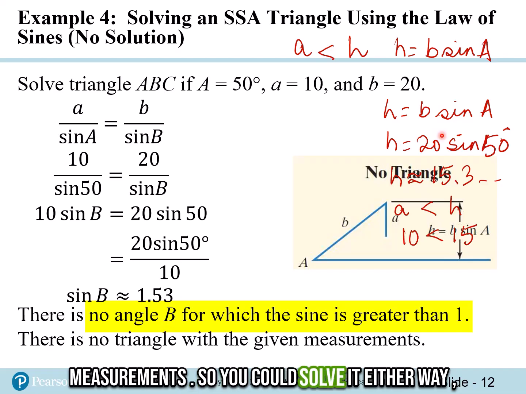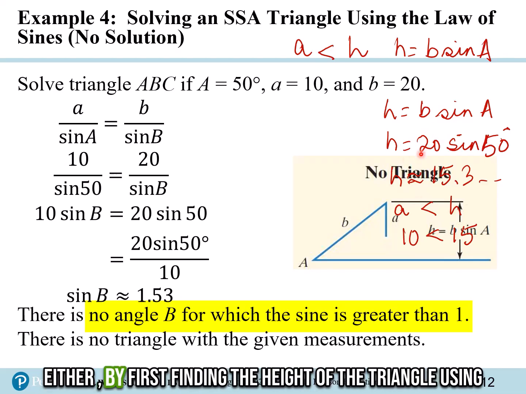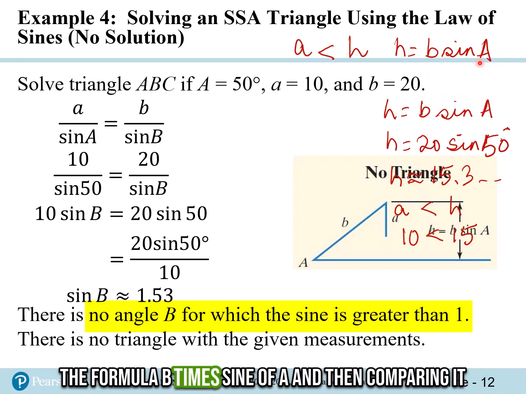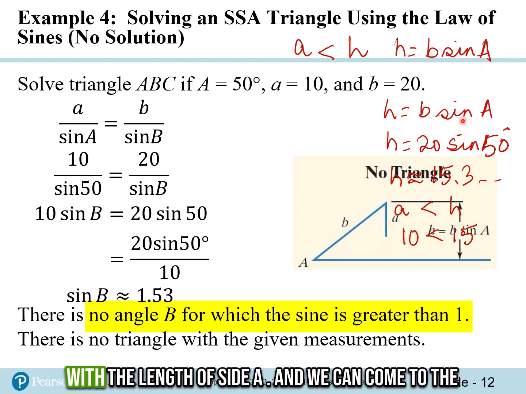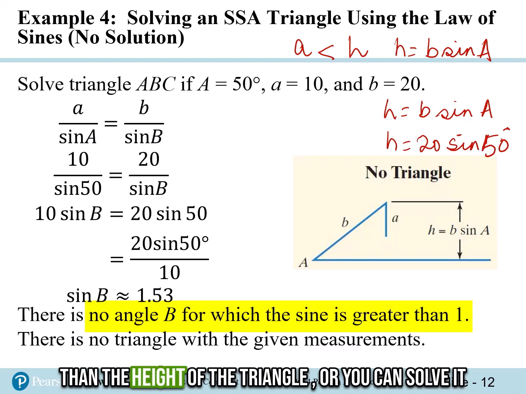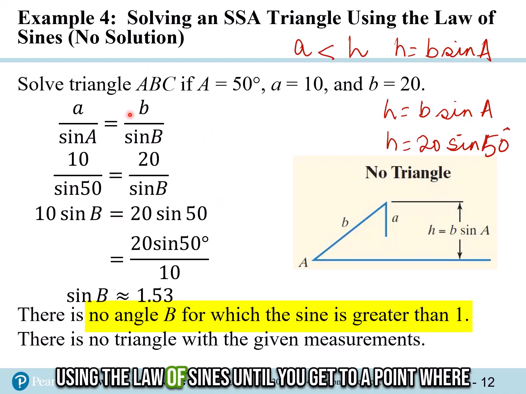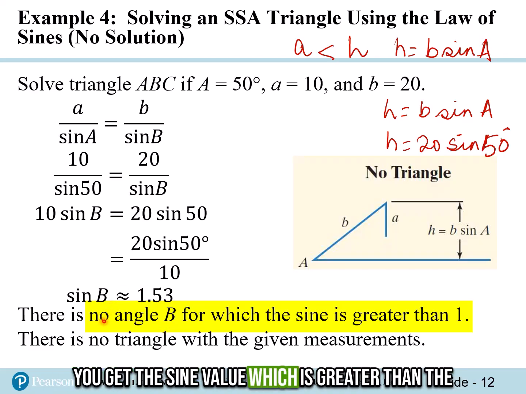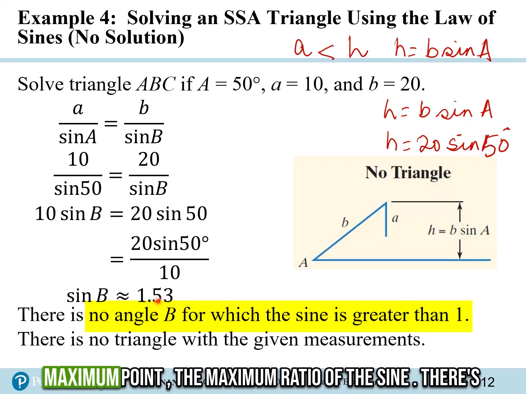So you could solve it either way: either by first finding the height of the triangle using the formula B times sine of A and then comparing it with the length of side A, and we can come to the conclusion that a triangle is not possible because A is less than the height of the triangle, or you can solve it using the law of sines until you get to a point where you get a sine value which is greater than the maximum ratio of the sine.